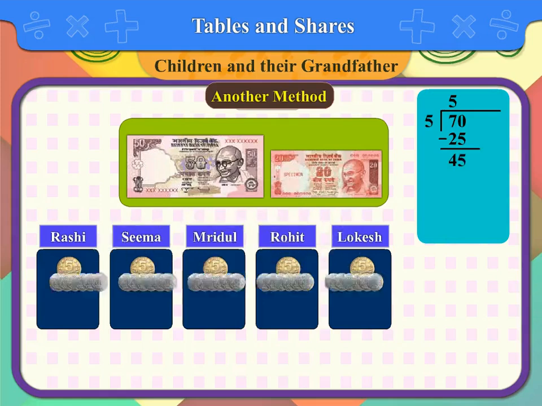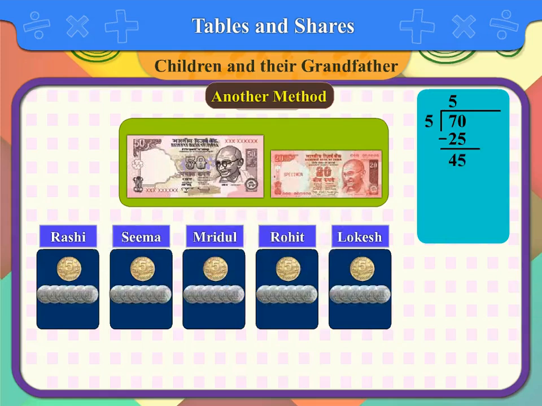Next, I give 6 rupees more to each one, that is 5 into 6 is equal to 30. So, I have distributed rupees 30 more. Now, I am left with rupees 15. How will Lokesh distribute the rest of the money? Come on, let's complete it.